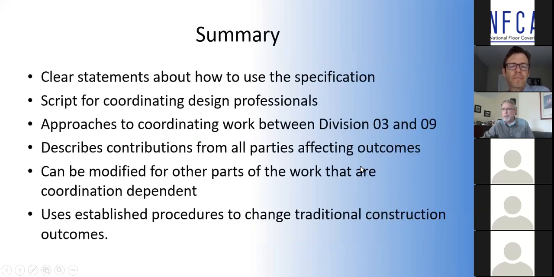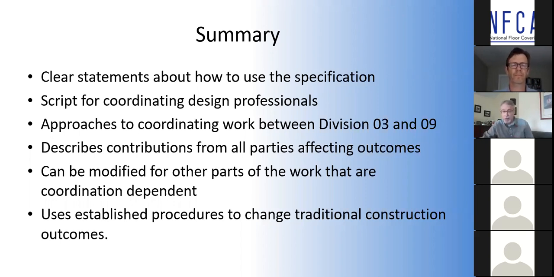So I see a couple of questions coming up, but just very quickly on summary. The new spec contains clear statements about how to use the specification. Spec writers, you'll get it. There's a script in there for coordinating the different design professionals. It provides guide notes on approaches to coordinating work between divisions 3 and division 9. It also describes contributions from all the parties that affect outcomes for concrete and floor finishing.